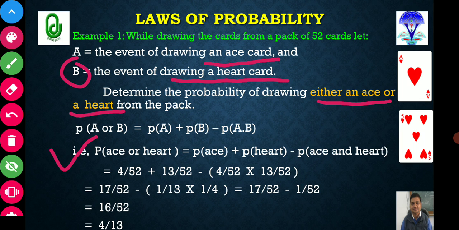So it will be probability of ace is 4 by 52 into probability of occurrence of heart is 13 by 52. So 4 by 52 into 13 by 52. If you solve this equation, you will get the probability of occurrence of either ace or heart is 4 by 13. So hopefully now you can clearly differentiate between the application of formula for mutually exclusive or mutually non-exclusive events.